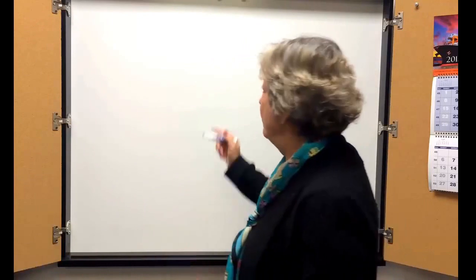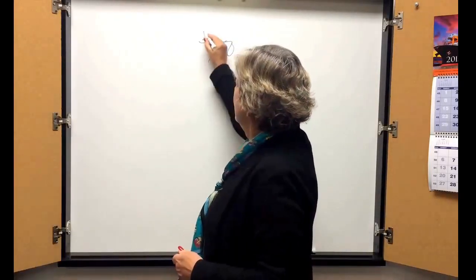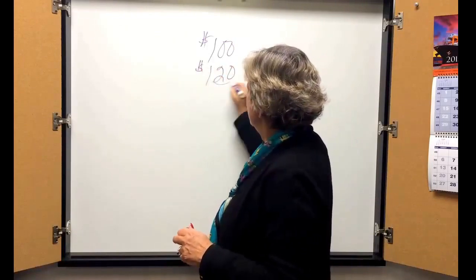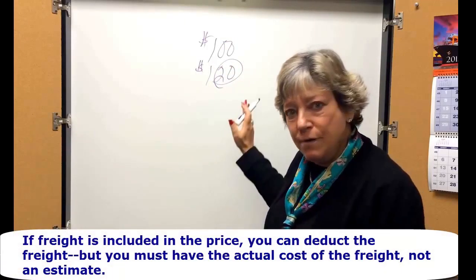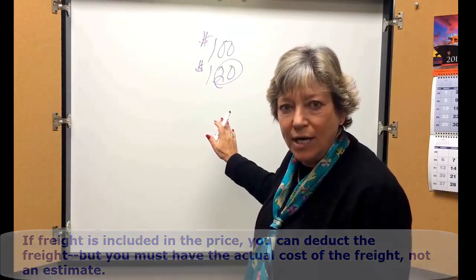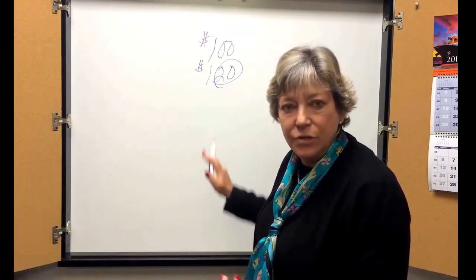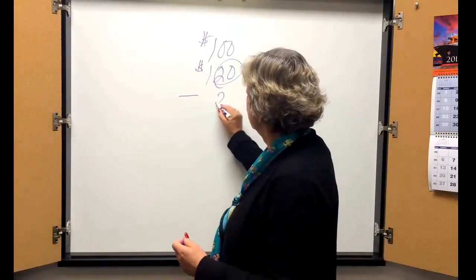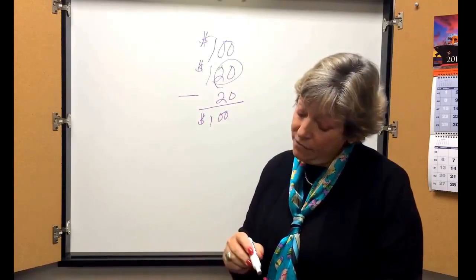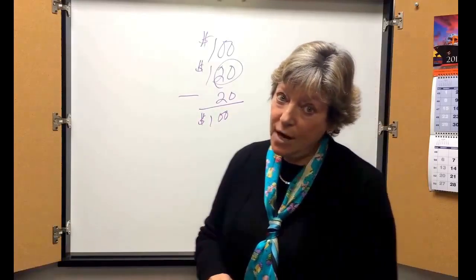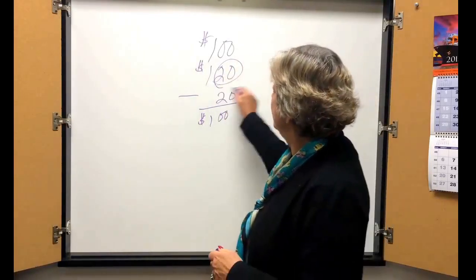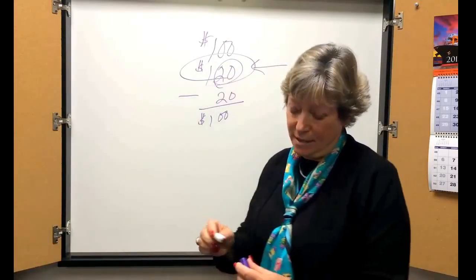So let's say you bought something for $100 and you paid $120 because $20 was freight. If you can prove and show through a bill of lading or through some other document that $20 was the cost of the freight, then you're allowed to deduct that $20 and only pay duty on $100. If, however, you can't document that the freight was an actual freight and that it was included in the price, then you're going to be right up here paying duty on $120.